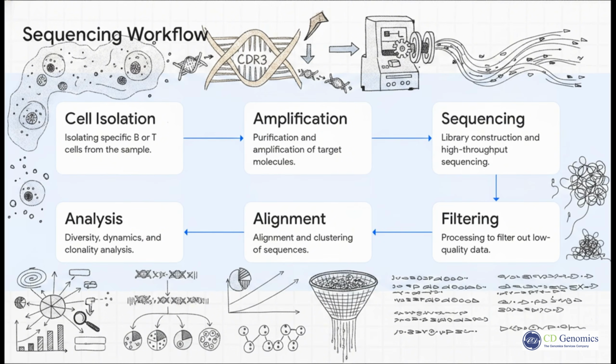Once we have our millions of reads, Step 4 kicks in to filter out the noise. We want clean data. In Step 5, those cleaned-up sequences are aligned and clustered back to known gene segments. And finally, Step 6 is where the magic happens. Deep data analysis to accurately quantify the diversity and clonality of the immune system.